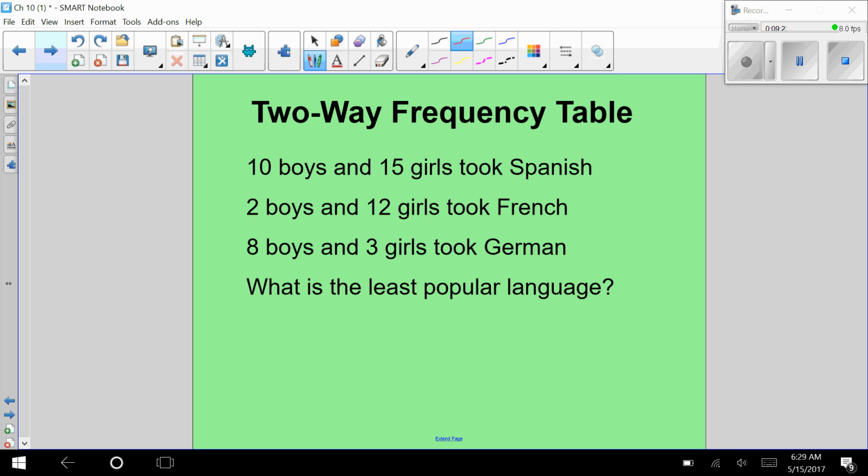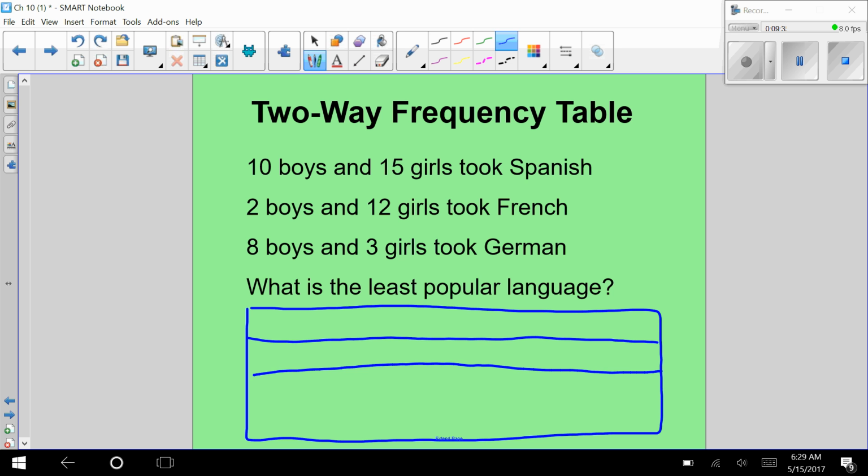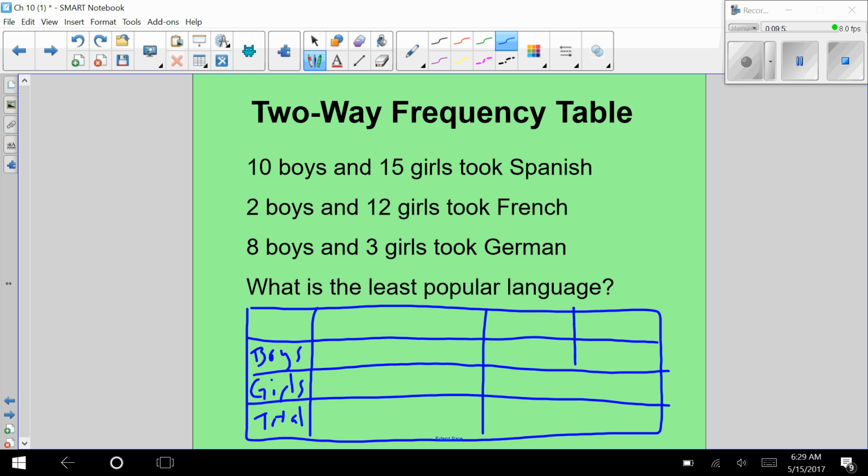You will also have to make a two-way frequency table given some data. So remember our table? Should get set up. We have boys and girls. I'm going to have 4 rows on mine. Then we've got Spanish, French, and German. So I'll need, let's just start labeling these: boys, girls, total, and let's see here.